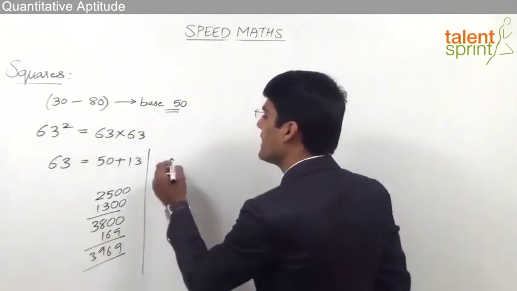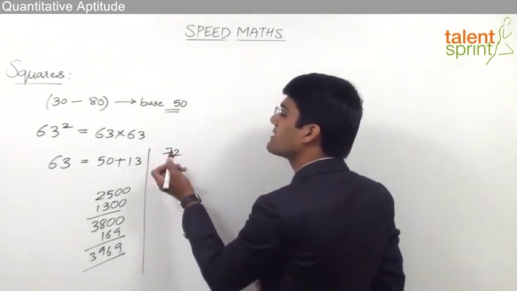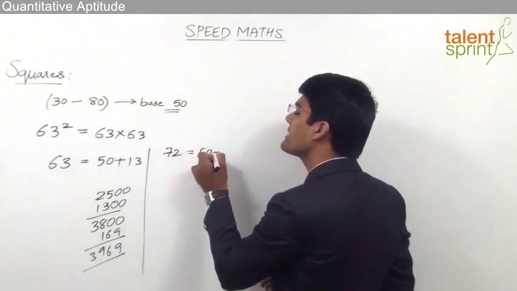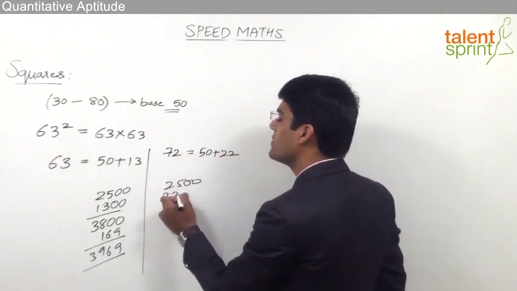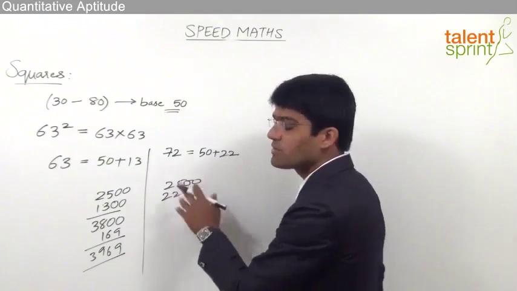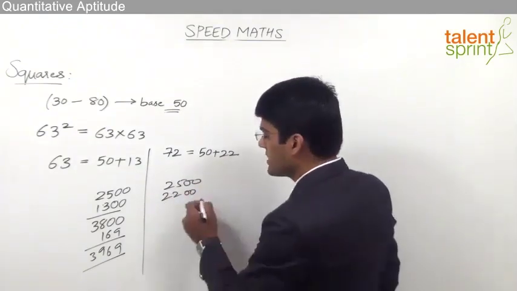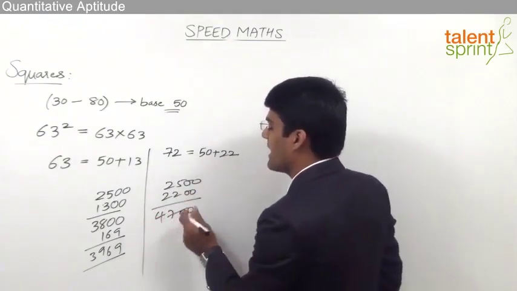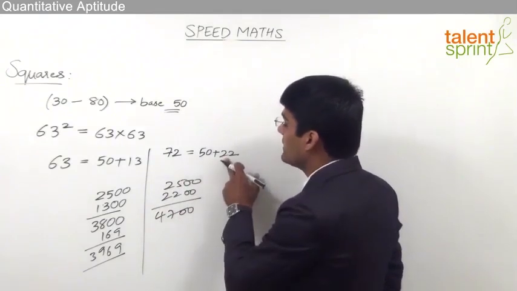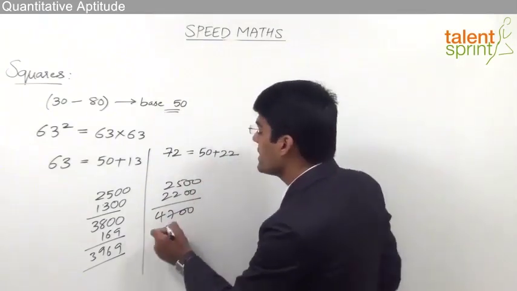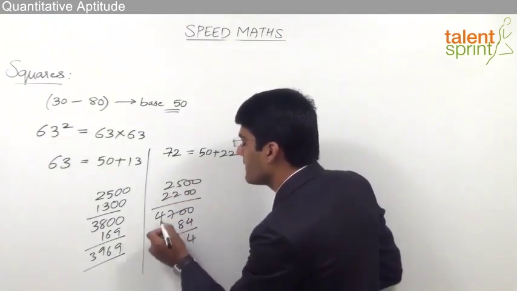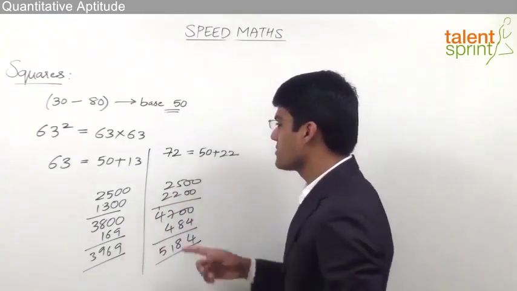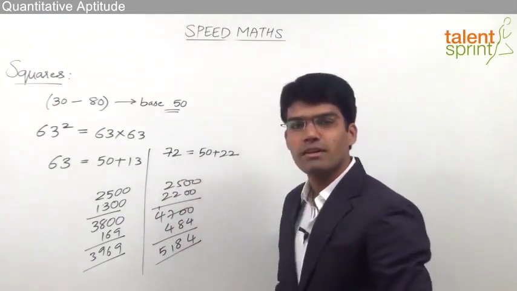Similarly, let's say we have to find out 72 square. 72 should be taken as 50 plus 22. So this can be taken as 2500 plus 2200. Whatever is the number here, those many hundreds have to be added. So this gives us 4700. And after getting this, we have to add this 22 square. 22 square is 484. So when we simplify this, we get 5184 as the answer. So 72 square is equal to 5184.